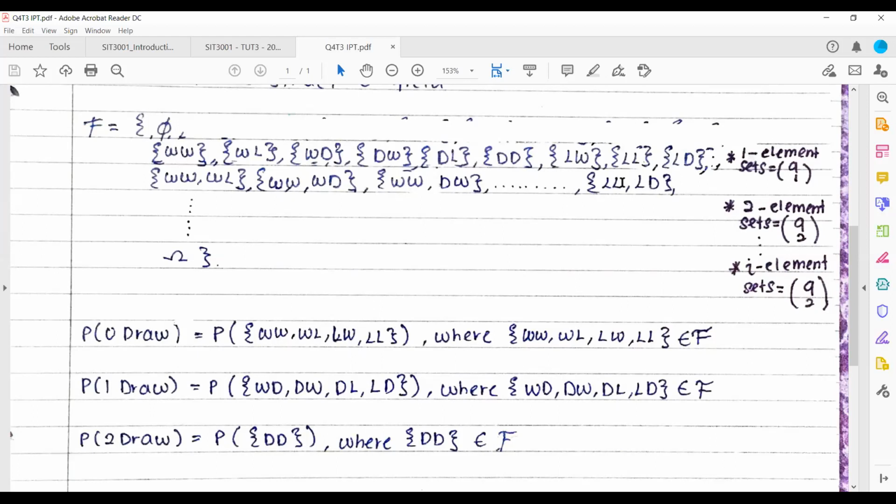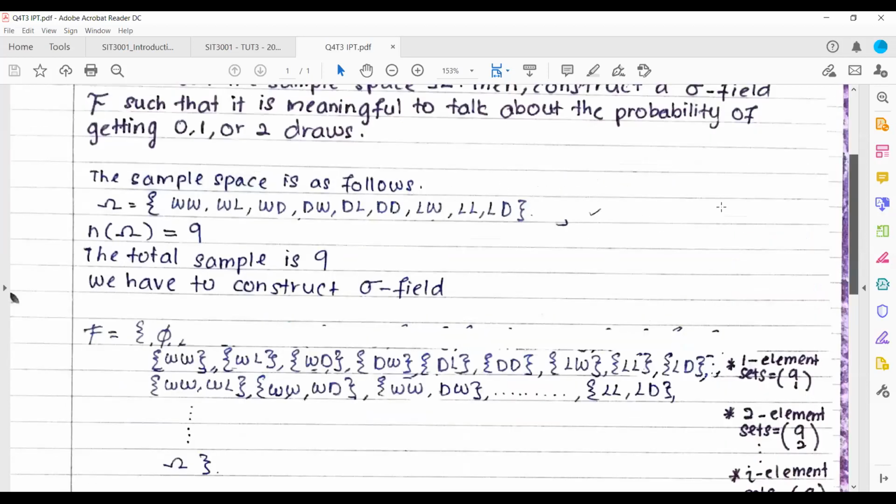a collection of subsets consisting of 2 elements of the set, which is WW, WL, WW, WD, WW, DW, and so on until LL and LD. This one consists of 36 sets, and we can find the third element set and so on until the ninth element of set, as long as we can assign a probability measure to each of them. So the question asks to talk about the probability of getting 0, 1, or 2 draws.